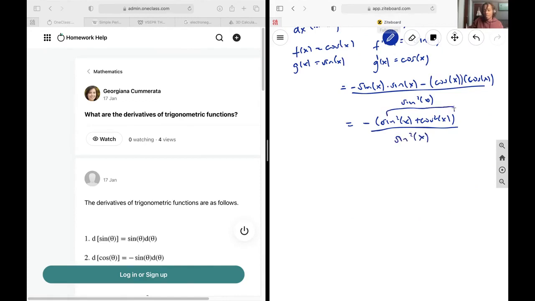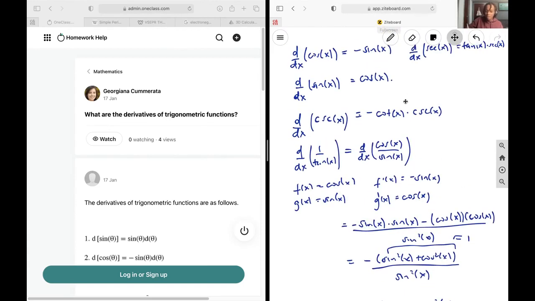This is a trig identity. We know that it is going to be equal to 1. And so we get negative 1 over sine squared x, and that is going to be negative cosecant squared x. And so if we come back here, we can just state that the derivative of cotangent x is going to be equal to negative cosecant squared x.